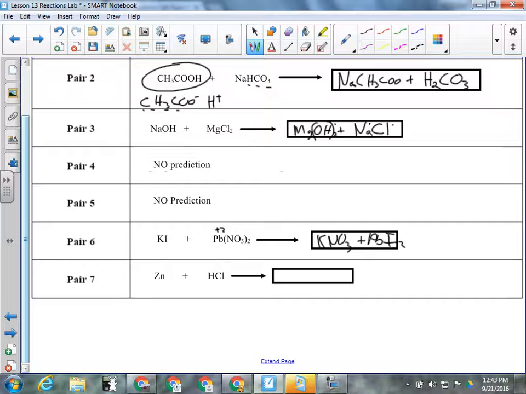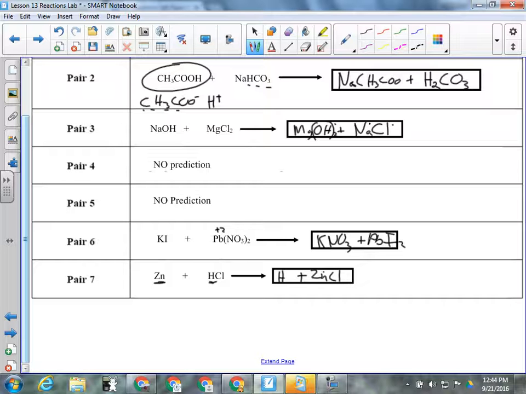Okay, pair 7. I have an element in zinc, which is a metal, reacting with an ionic compound. What kind of reaction is that? It is a single replacement reaction. So, on the other side, where is hydrogen going to be? First and by itself. Good. Okay, this is a single replacement reaction. Since zinc is a metal, it's got to swap out the metal that's in the ionic compound. So that means that hydrogen will end up by itself, and zinc will end up with chlorine.